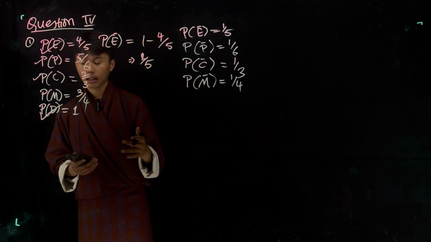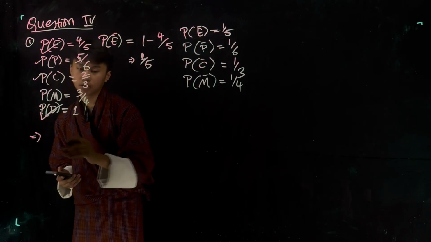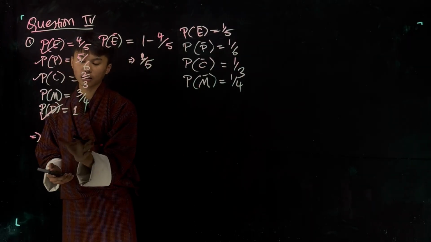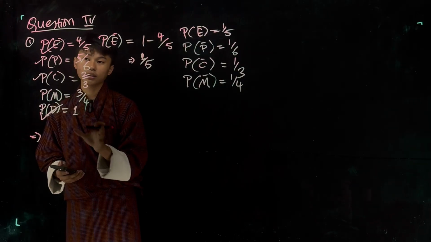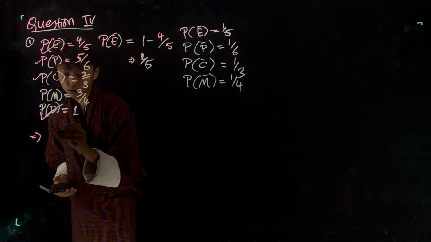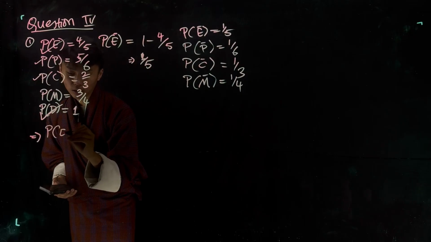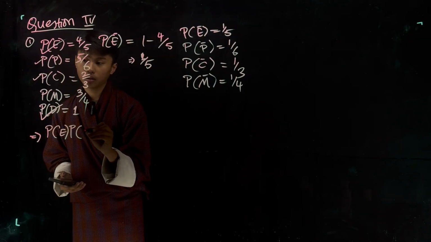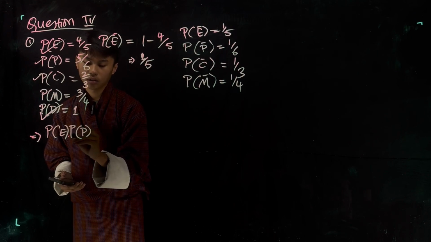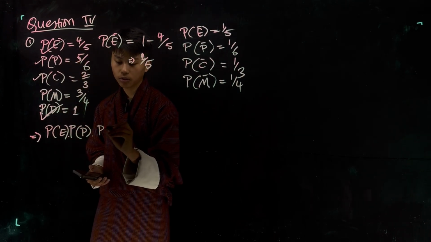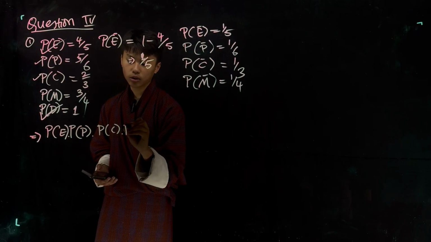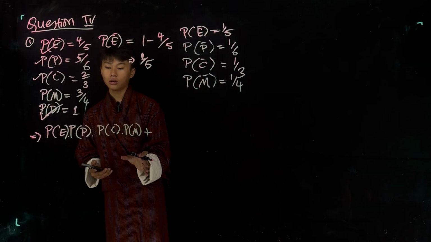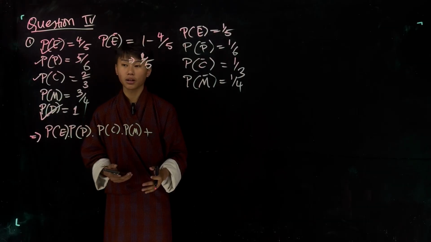Now, let's calculate the chances of him receiving a pass certificate. So first of all, let's find the chances of him passing in all of the subjects. So to do this, we have to calculate the probability of him passing in English, the probability of him passing in physics, the probability of him passing in chemistry, and the probability of him passing in mathematics. Now, that is one scenario where he gets the pass certificate.